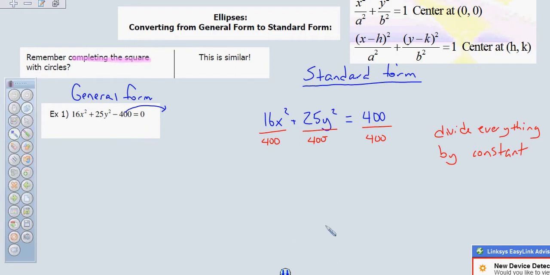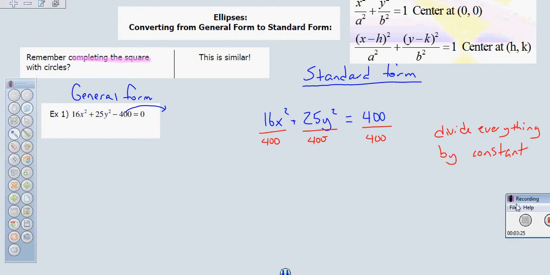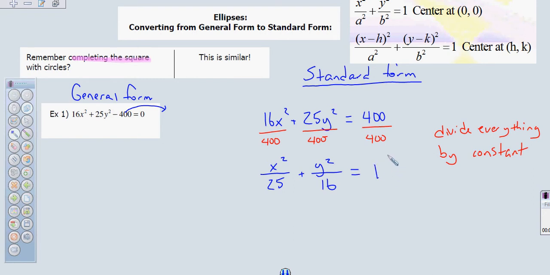Let's see, 16 goes into 400. Alright, so we see that 16 and 400 simplify to x squared over 25, plus 25 and 400 simplify. 25 goes into 400 16 times, and that is set equal to 1. So now we have ourselves in a situation where we're in standard form.